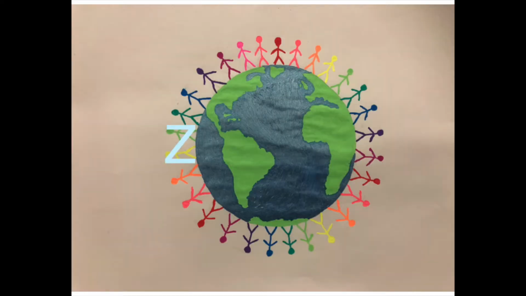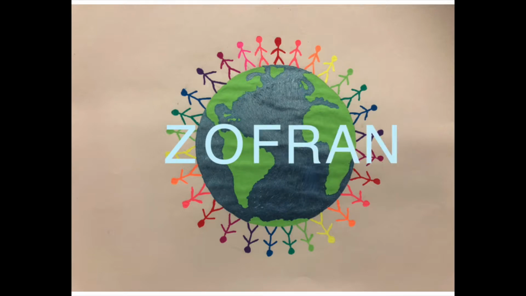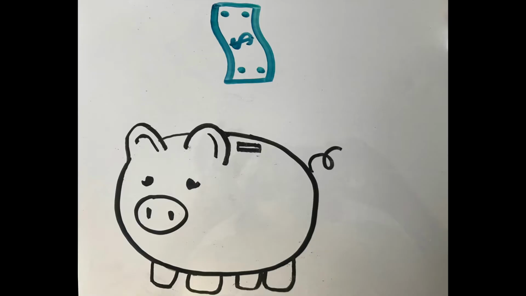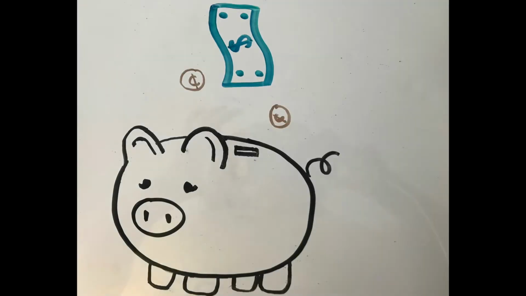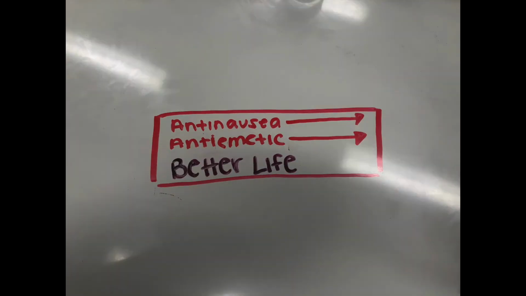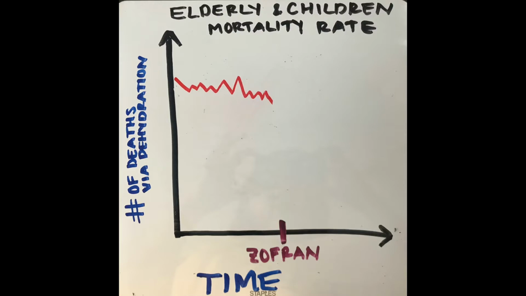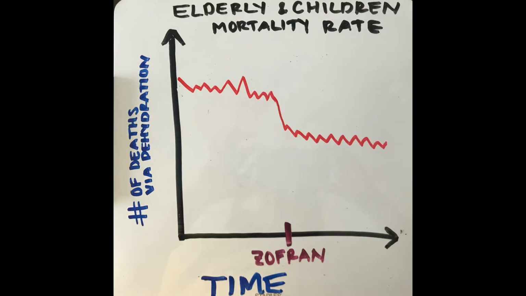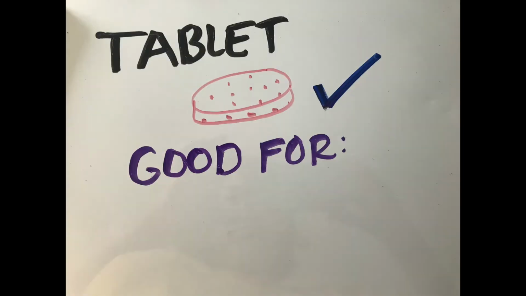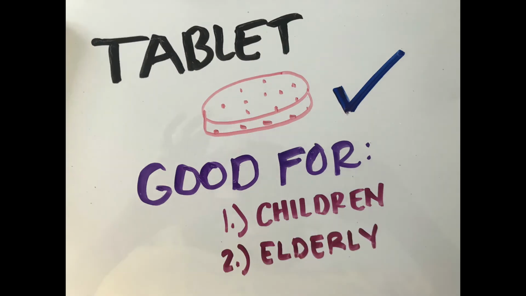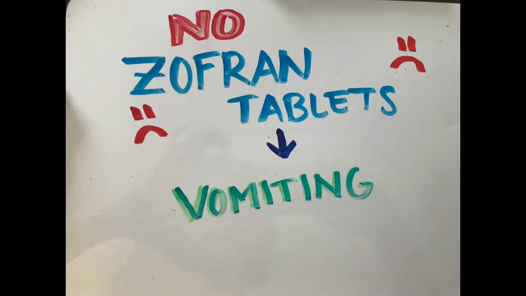Ondansetron has many positive impacts on society. It has led to millions in savings of healthcare dollars by allowing surgery and chemotherapy patients to go home instead of paying to stay in the hospital. It also leads to a better quality of life because it allows people to have comfort in difficult situations. Elderly individuals' and children's mortality rates have significantly decreased by taking Zofran since they are the people that have the hardest time with vomiting. Vomiting leads to dehydration, which can lead to death.